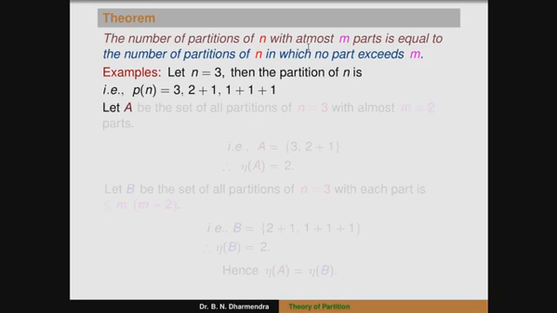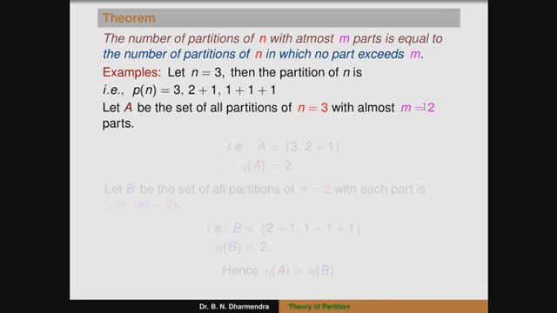Okay, then the statement A. What is the statement A? Let A be the set of all partitions of n with at most m parts. That is, you have to restrict the terms as m is equal to 2. Okay, so at most m is equal to 2 parts.